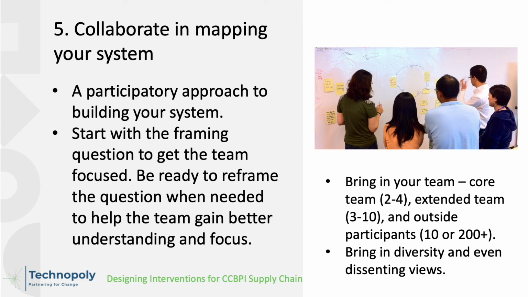Typically, a team would be something like two to four in size. A small team is good, and then you can expand it as much as you want when you need more information. The key with the team is diversity, and even bring in some dissenting views, with the intention to hear and clarify different perspectives of the system.